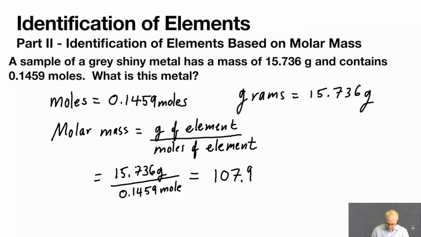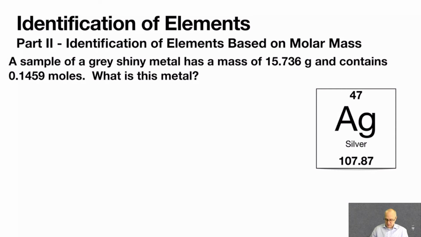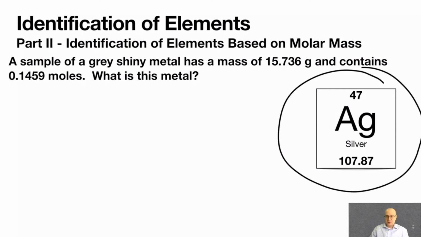107.9 grams per mole. And you go to the periodic table, you take a look around, try to find 107.9, and what you'll find is silver. So that element is more than likely silver based on its molar mass. Okay? And that's how you solve these kind of problems in part 2.